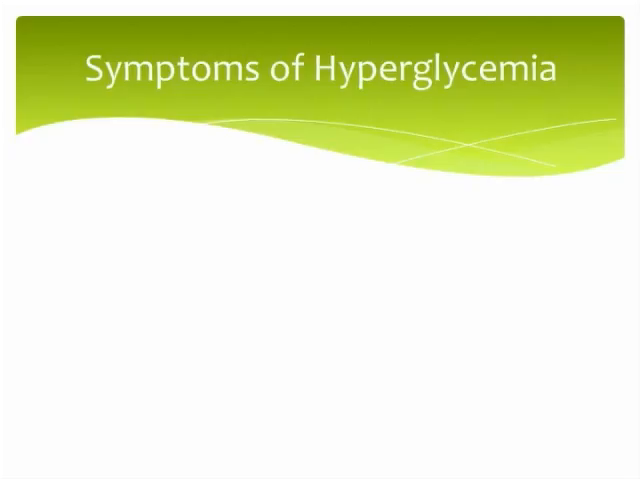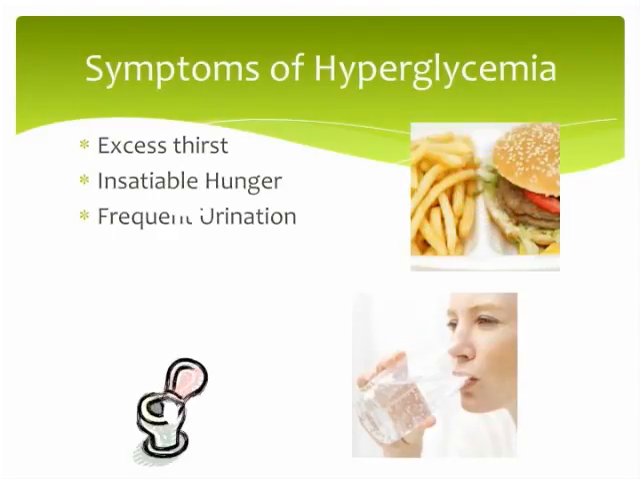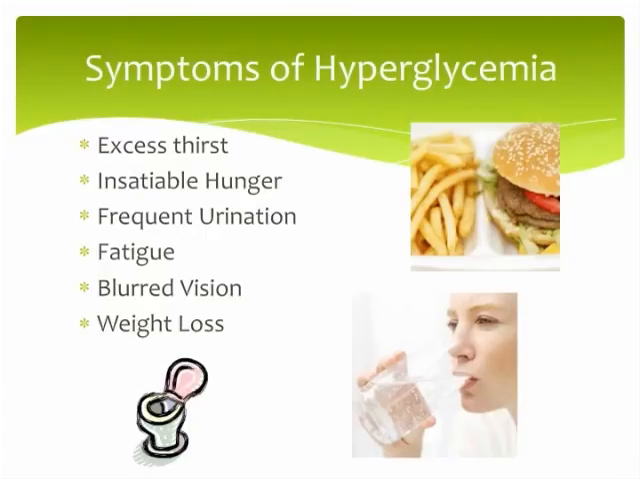Symptoms of hyperglycemia, or high blood sugar levels, include the following: excess thirst, excess hunger that cannot be satisfied, frequent urination, fatigue, blurred vision, and weight loss. Type 1 symptoms have a quick onset, whereas type 2 symptoms develop slowly, and some people may not feel any symptoms at all.